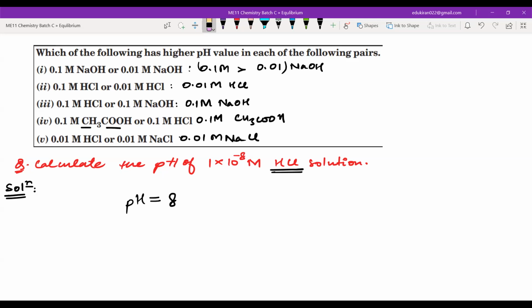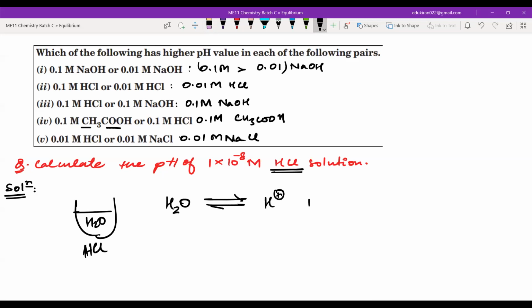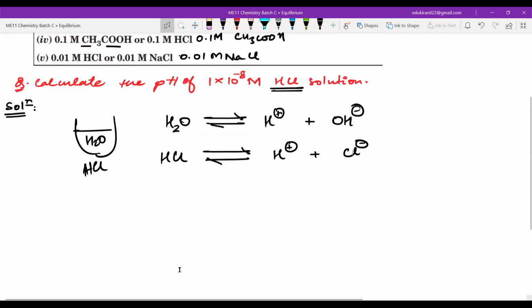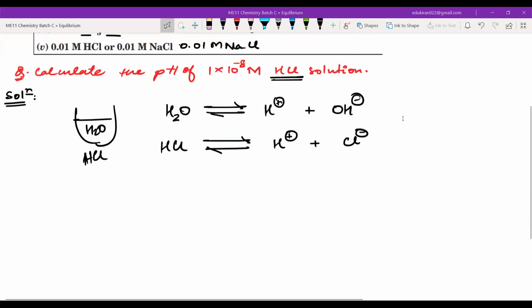We say only this, because in our solution here, there are two things. There is H2O also, and there is HCl also, right? Both of these are giving H plus ions, right? If I add HCl also, now technically speaking, in all of the cases we should be adding the concentration of H plus ion that I am getting from the H2O plus the concentration of H plus ion from the acid to get the answer.